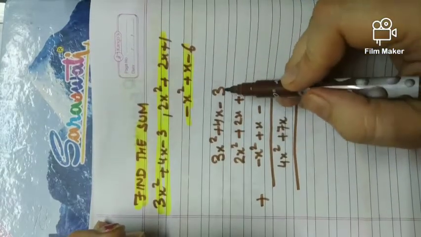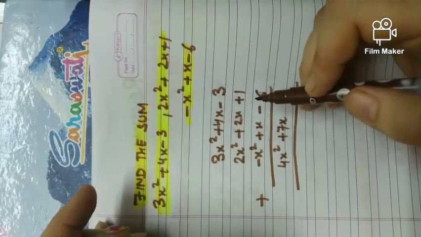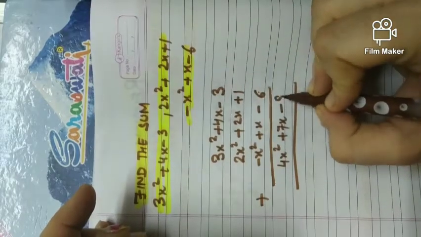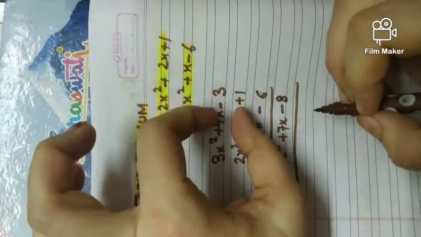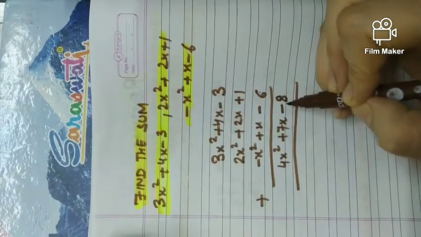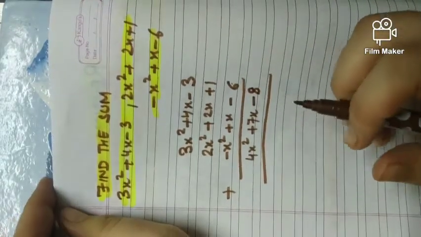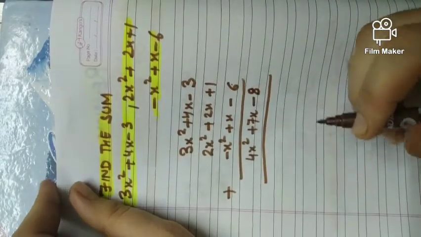Okay beta, now minus minus will be plus. So minus 9 plus 1, it will be minus 8. Or you can do minus 3 plus 1 will be minus 2, minus 2 minus 6 is minus 8. Okay. So in this way we can do the addition of algebraic expressions.